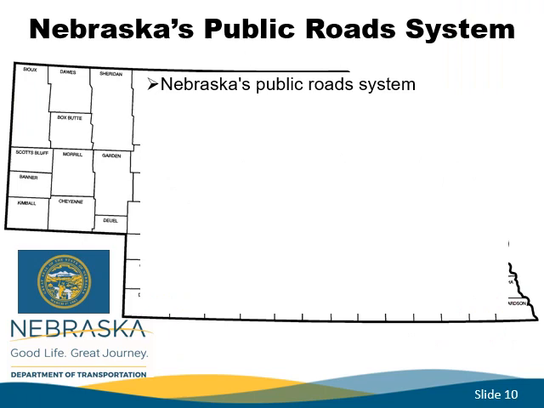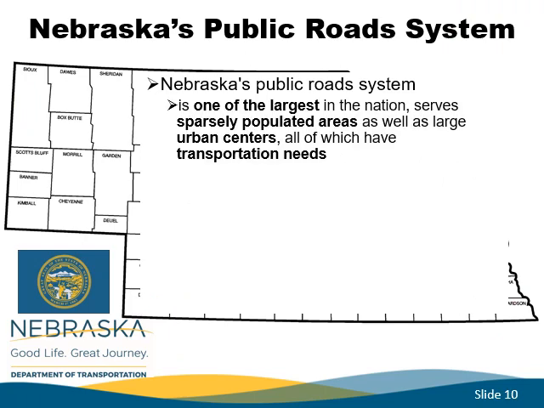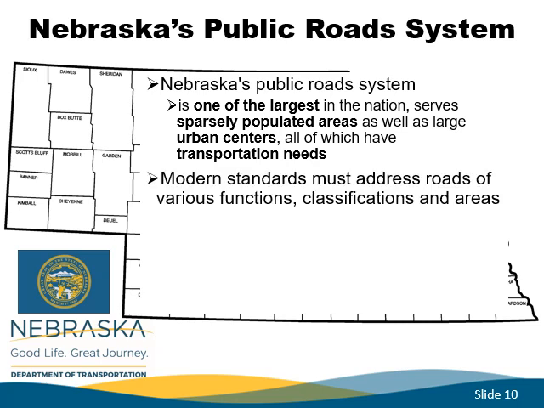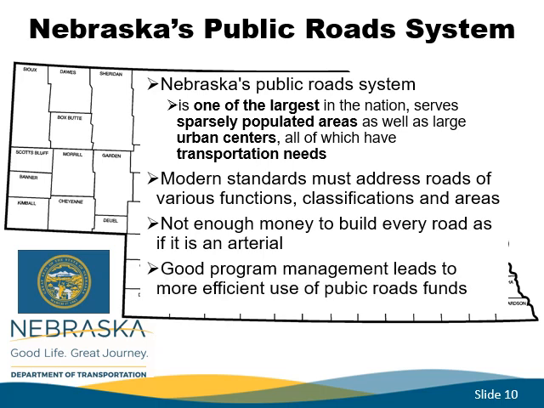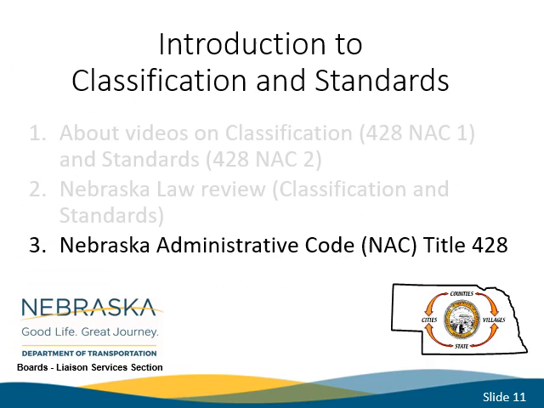Nebraska's public roads system is one of the nation's largest systems. It serves sparsely populated areas as well as large urban centers. All of these areas have transportation needs. Nebraska standards address roads that have a variety of functions. Nebraska legislation recognizes that there is not enough money to build every road and street to arterial-type standards, and it emphasizes good program management and cooperation at all levels of government. For the final segment of this video, let's take a brief look at the Nebraska Administrative Code, Title 428.